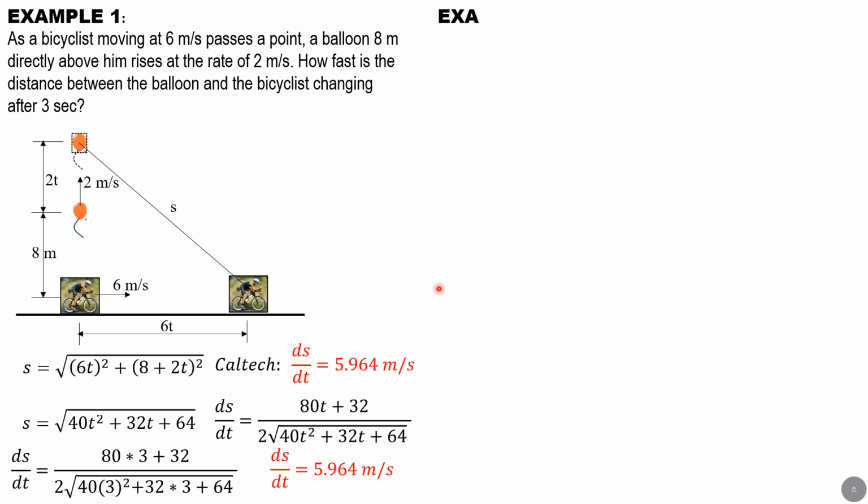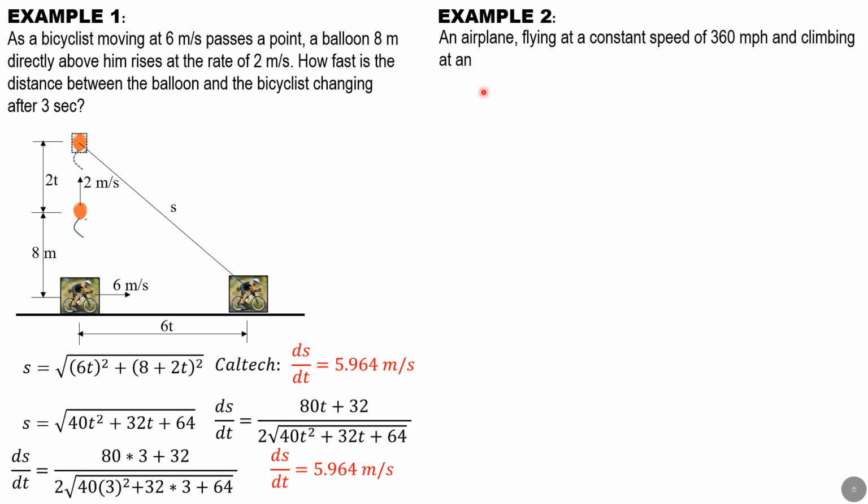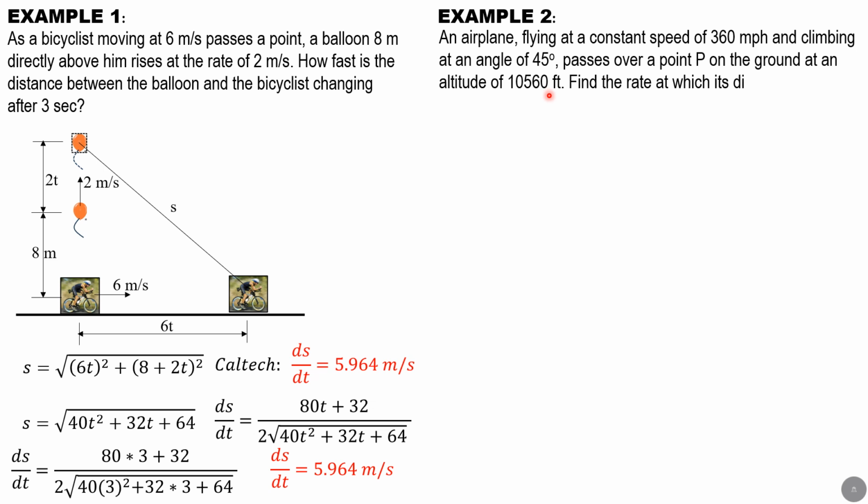So for the second problem, and last for this video: an airplane flying at a constant speed of 360 miles per hour and climbing at an angle of 45 degrees passes over a point P on the ground at an altitude of 10,560 feet. Find the rate at which its distance from P is changing 1 minute later.